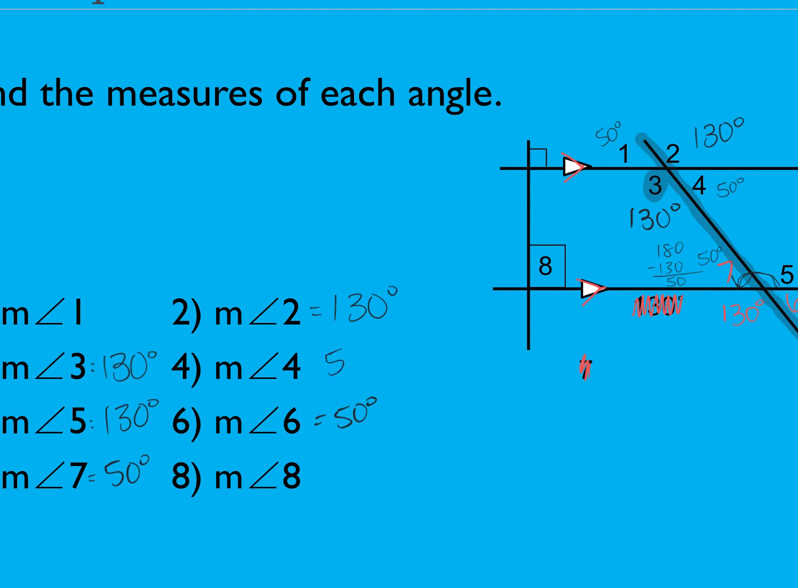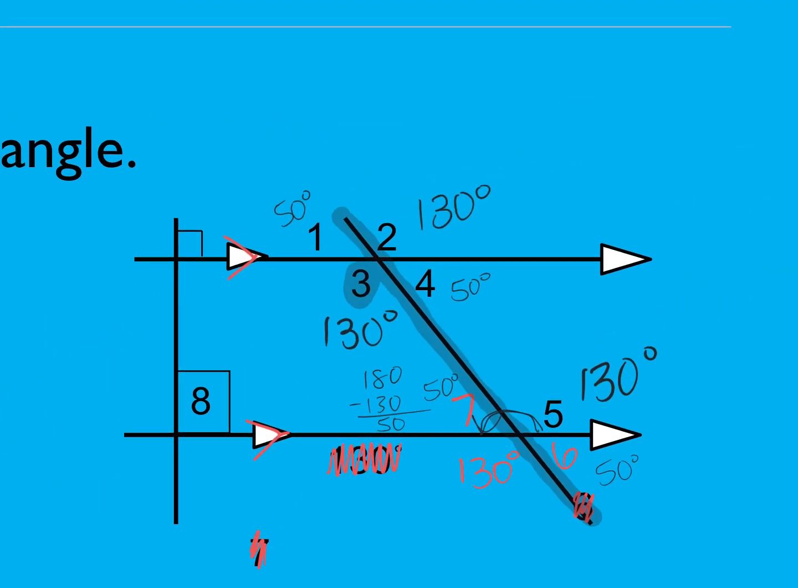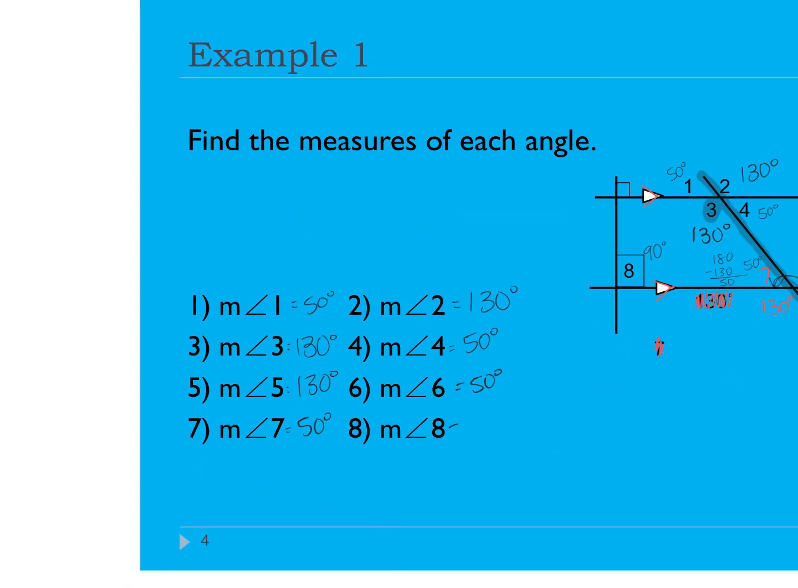4 is going to be 50. And then 1 is going to be 50. So every single angle was either 130 or 50, right? No. Except for 8. What is the measure of 8? 90. So 8 must be 90 degrees.